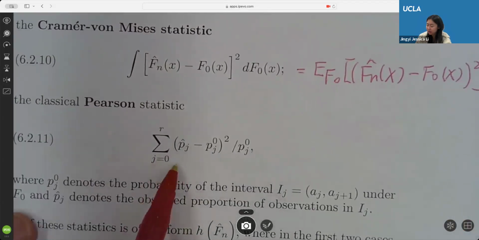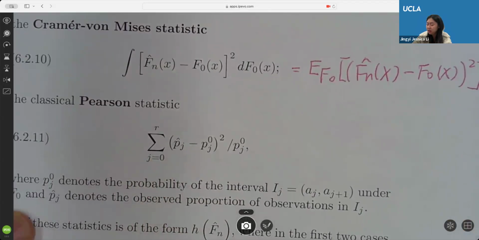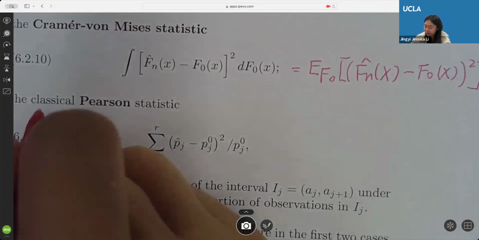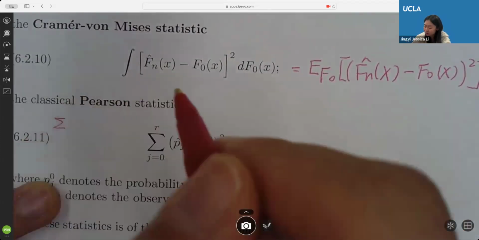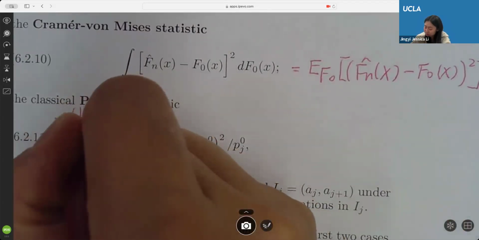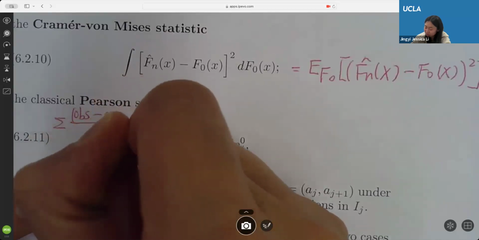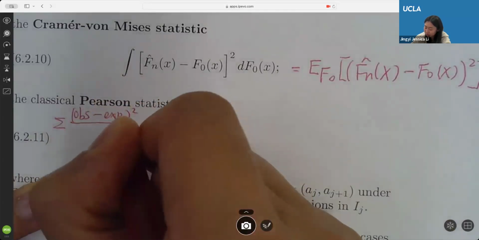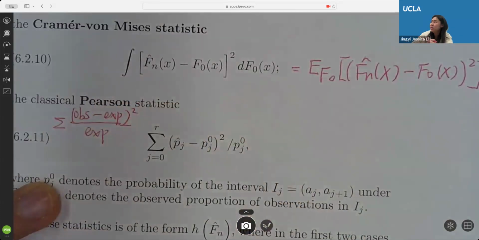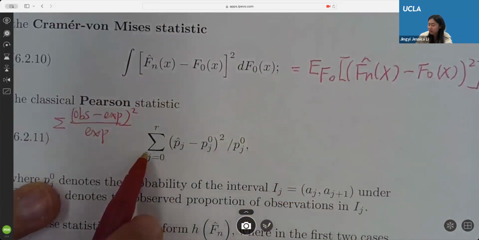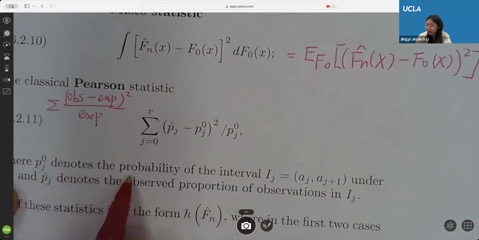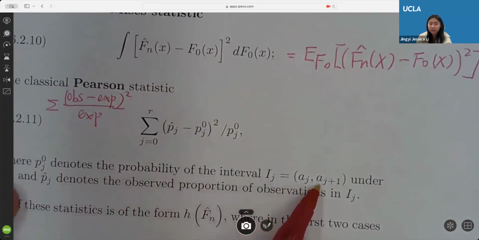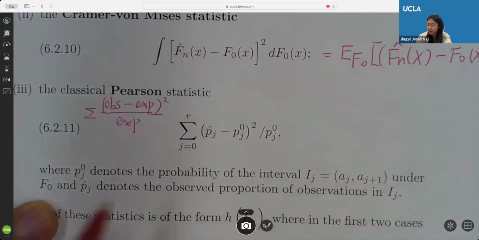The third one is the classical Pearson statistic. Okay, what is this? So essentially, the Pearson statistic always takes this formula. If you don't know it, it's always the summation over all possible values of the observed probability minus expected probability, squared, over expected probability. It's always in this form. Okay, so here the Pearson statistic is specified by discretizing.